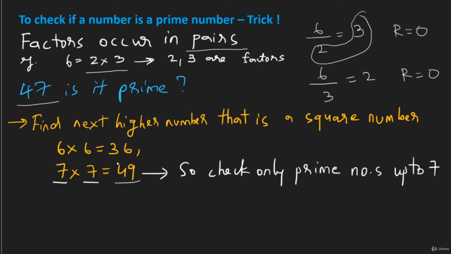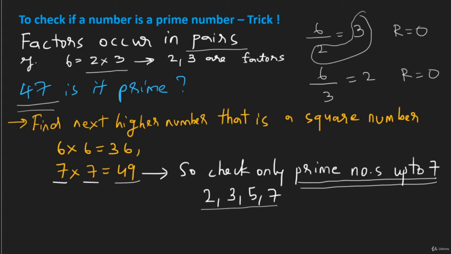Now you only need to check prime numbers up to 7 to check whether 47 is a prime number or not. What are the prime numbers up to 7? You have 2, 3, 5 and 7. So you just need to check whether 47 can be divided perfectly by 2 or 3 or 5 or 7. And you will see that 47 cannot be perfectly divided by any of these 4 numbers, and therefore, yes, 47 is a prime number. Now, let me also tell you one interesting thing about prime numbers.